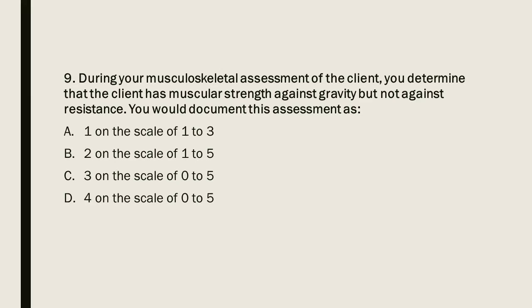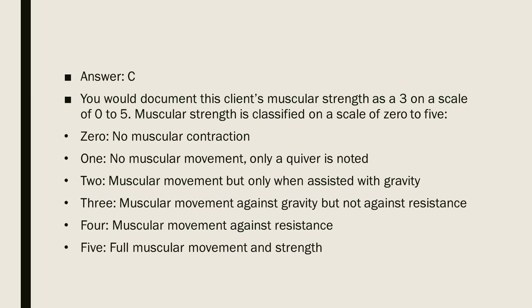9. During your musculoskeletal assessment of the client, you determined that the client has muscular strength against gravity but not against resistance. You would document this assessment as 1 on the scale of 1 to 3, 2 on the scale of 1 to 5, 3 on the scale of 0 to 5, 4 on the scale of 0 to 5. Answer, C. You would document this client's muscular strength as a 3 on a scale of 0 to 5.